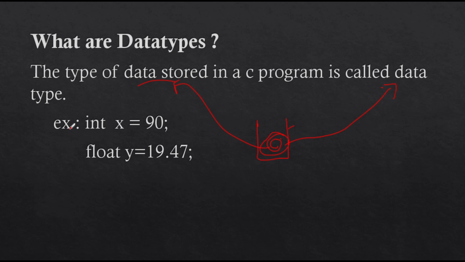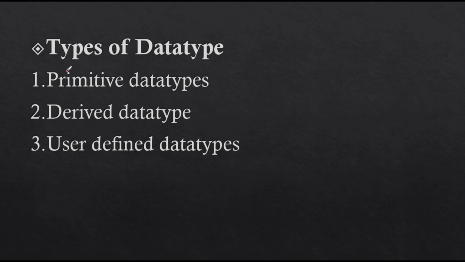If I'm storing an integer, which doesn't have any decimal point, that means I'm storing an integer data type. If I'm storing a number with a decimal point, I'm storing a floating data type. If the decimal point and the fractional part is too large, then that's a double. So we are going to learn about the types now. Types of data types.